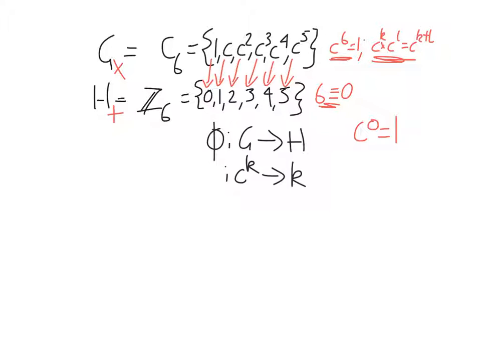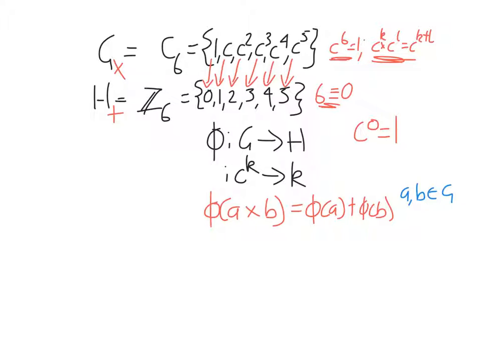What I want to do is show that phi of A times B is equal to phi of A plus phi of B. Here I'm using A and B as arbitrary elements of the first group. Here I have a times because if I'm combining A and B together in G, their group operation is times. But here I need to use a plus because phi A is in H, phi B is in H. So this is occurring in H, this is occurring in G, which is why there are different operations.